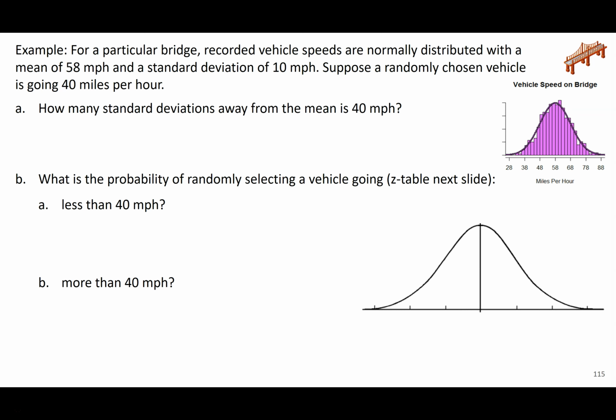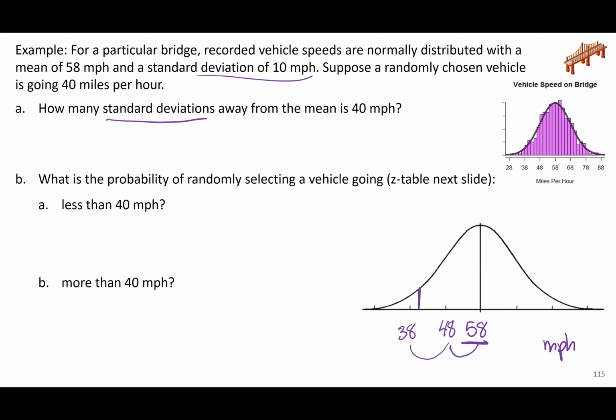Okay, so we're going to look at this bridge example. There's still an average of 58 miles per hour, standard deviation of 10. So we're going to suppose we randomly select a vehicle and it happens to be going 40 miles per hour. We want to know how many standard deviations from the mean is 40. So just a glance here, 58, 48, 38, I'm going to write miles per hour. So it looks like 40 is more than one standard deviation away, but not quite two. So it's going to be somewhere between 1 and 2. Or not just between 1 and 2, but it's less than the average, so it should be between -1 and -2.